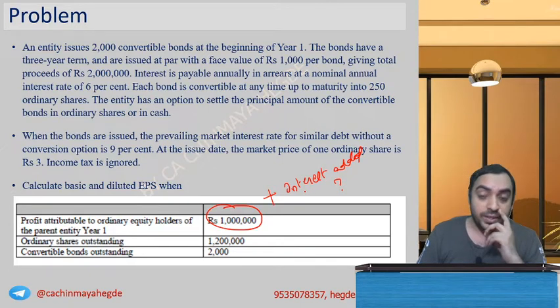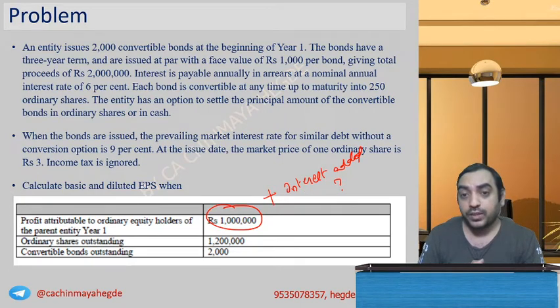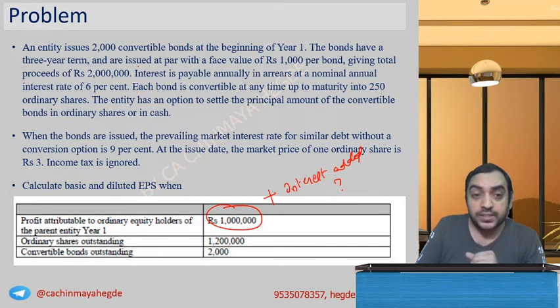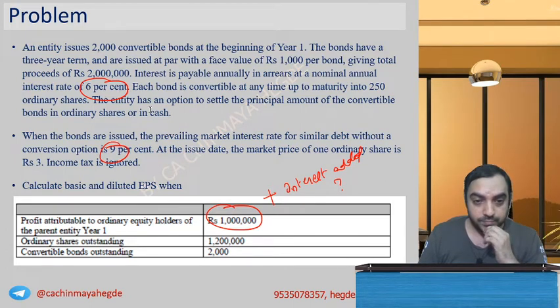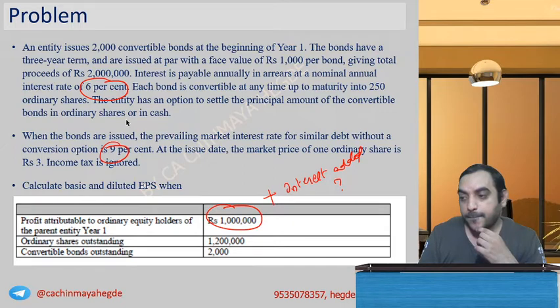for computing diluted EPS? How much interest will you add? At what rate will you take? 6% will you take or will you take 9%? Tell me 6 or 9. Which one will you take? 9%. On what amount will you take 9%?